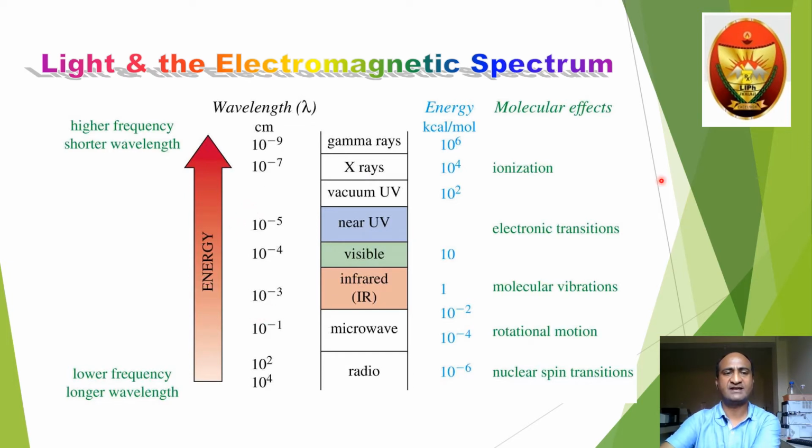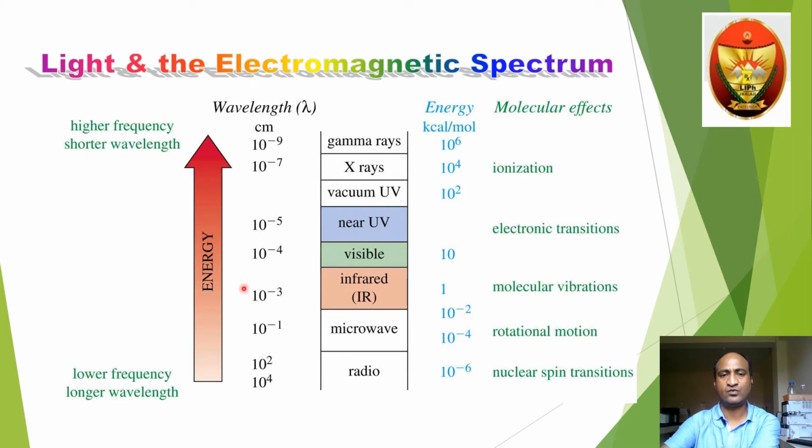Electromagnetic radiation ranges from the shorter wavelength towards the longer wavelength. The shortest wavelength is known as gamma rays and the longest wavelength is radio frequency waves. Based on the wavelength, the shorter wavelength has higher energy as compared to the longer wavelength. Longer wavelength means lower frequency, shorter wavelength means higher frequency.